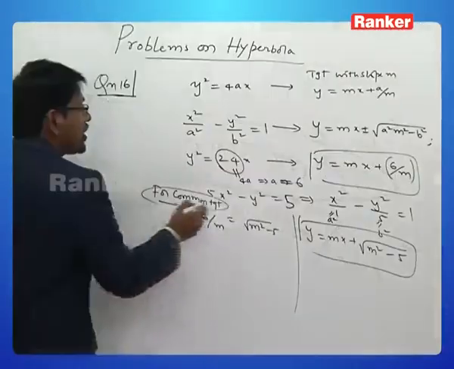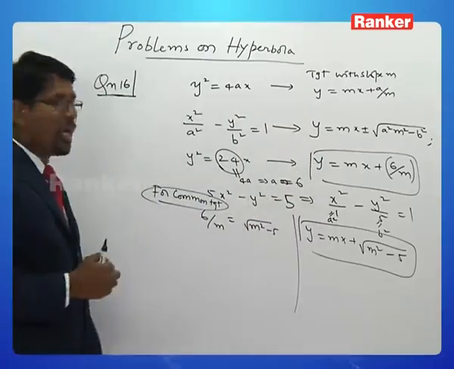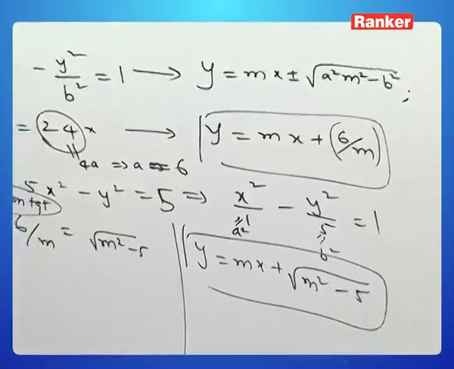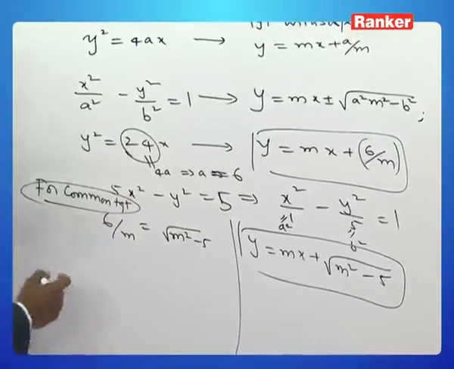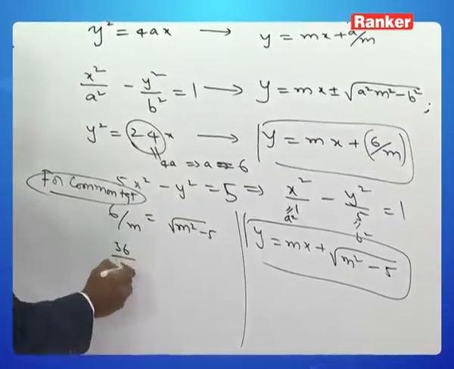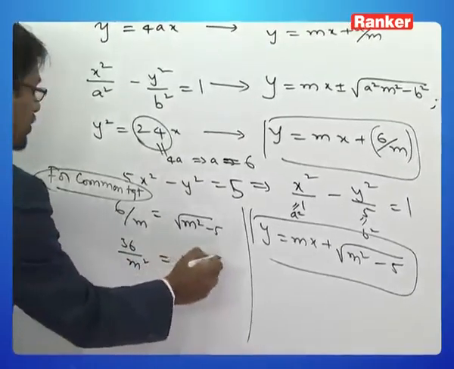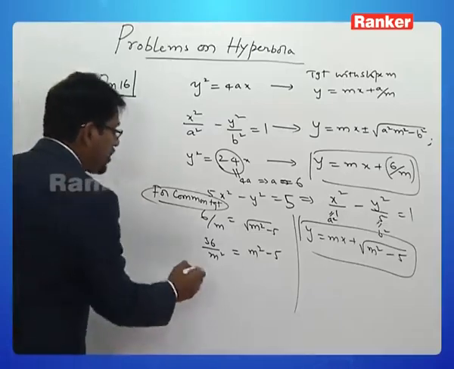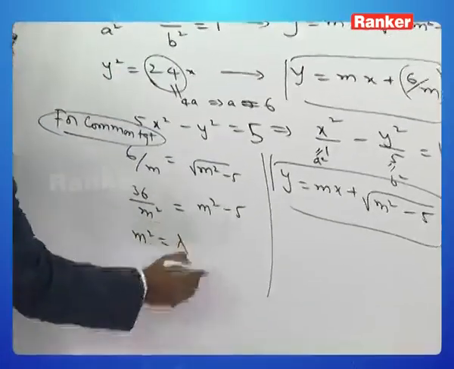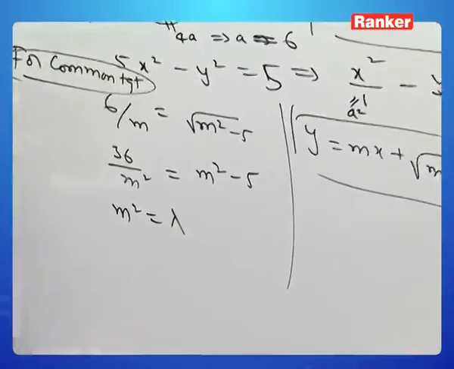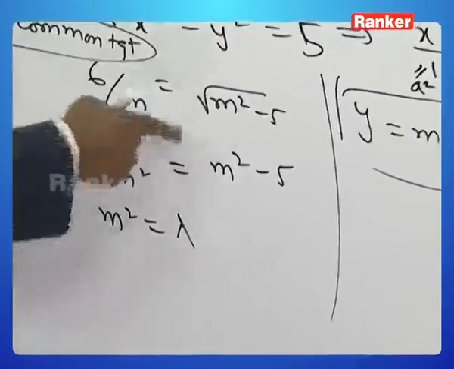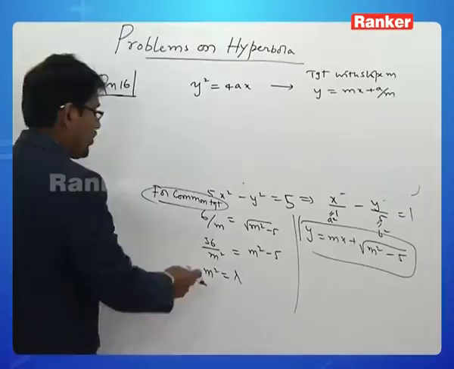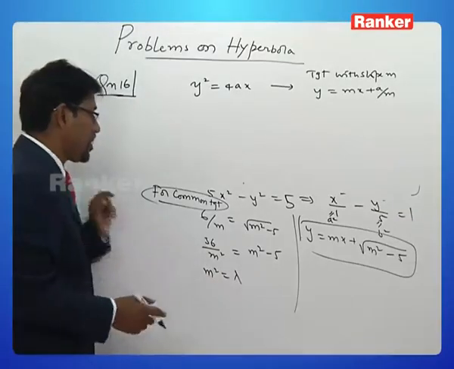So if these two are to represent a common tangent to the hyperbola as well as the parabola, 6 by m should be equal to root over m square minus 5, that is 36 by m square is equal to m square minus 5. Now we'll take m square as some lambda and solve for lambda, because it appears to be a biquadratic. Let's make it into a quadratic. So let's move on to solve this equation here.